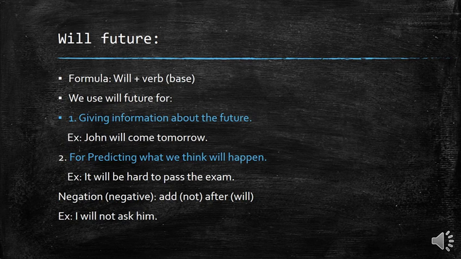So we have two uses for will future. What are they? First one is giving information about the future. Example, John will come tomorrow. We're just stating something that will happen in the future, giving this information for somebody that is listening to us. Another use is to predict what we think will happen or we guess that it would happen. Example here, it will be hard to pass the exam. We're just predicting here. We're guessing that it's going to be hard.